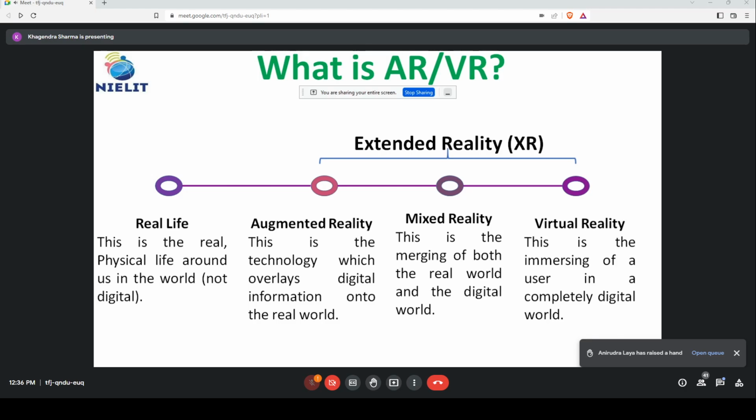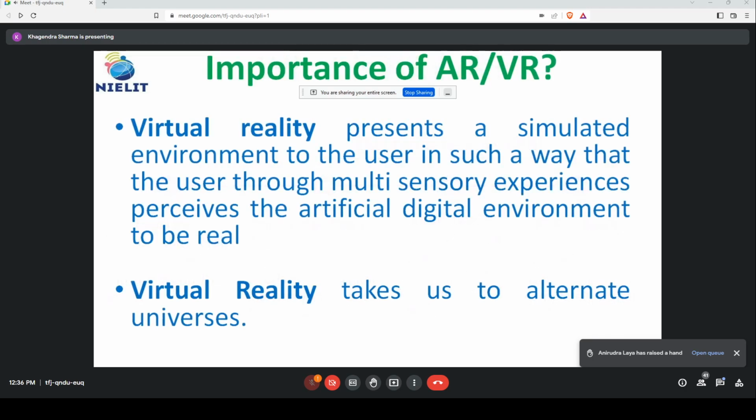Okay. And next is the virtual reality, what we just saw, wherein the entire environment, whatever you see, is totally virtual or digital. There is no area of reality in that. No real life is there. It is a totally virtual environment. So all of them taken together is called your extended reality, or XR.